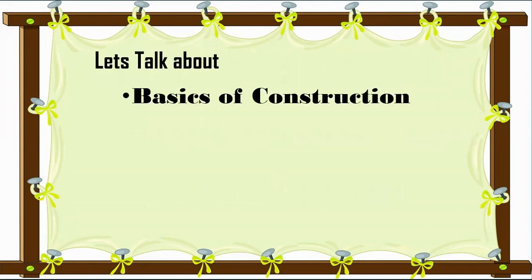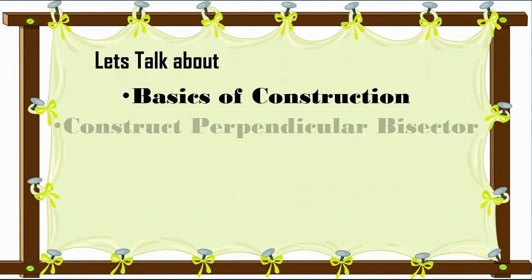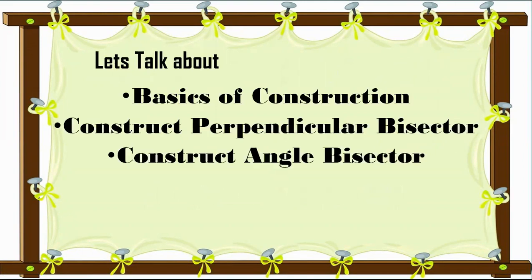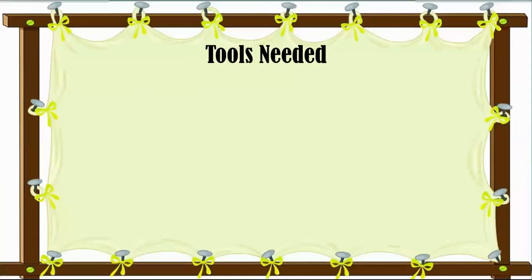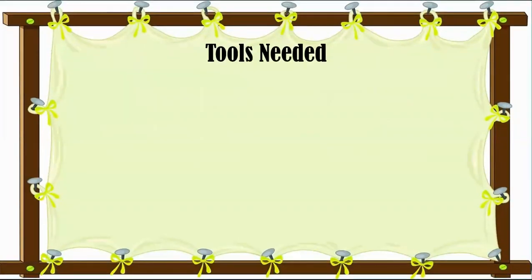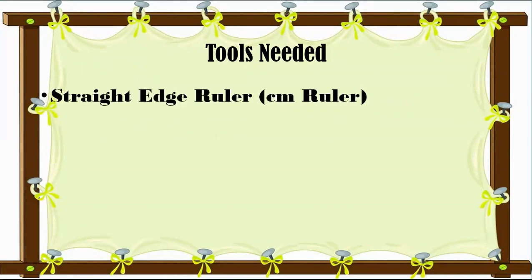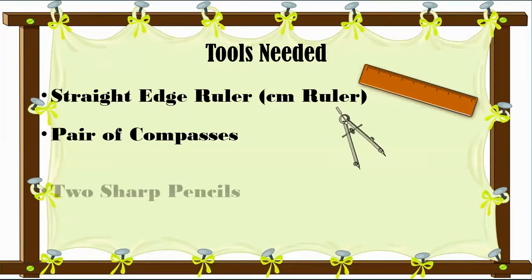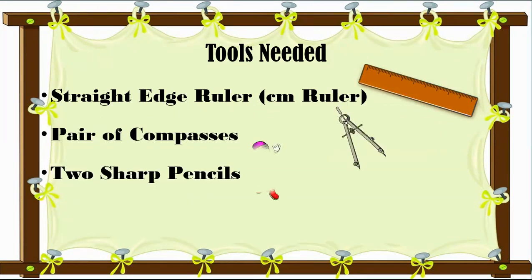Let's talk about, in this video, the basics of construction, constructing a perpendicular bisector, and constructing an angle bisector. The tools needed for this video lesson are a straight edge ruler, a pair of compasses, two sharpened pencils, and of course a protractor.